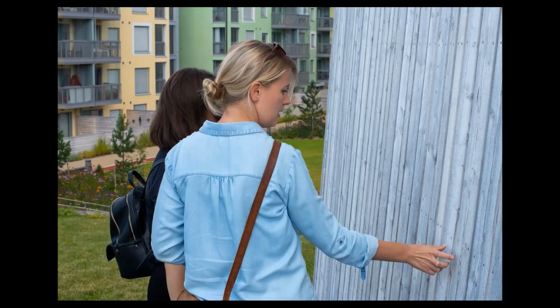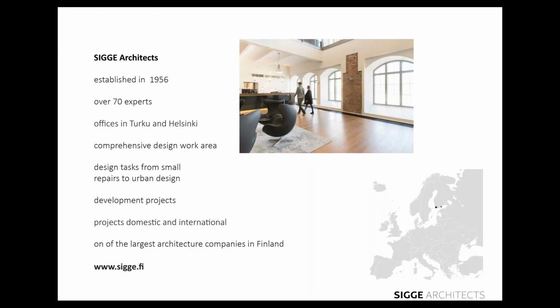Our company, Sigge Architects, was founded in 1956, so we turned 65 this spring, and we now have 75 experts in 2 offices in Finland. Finland is in Northern Europe and is a part of the Nordic countries. Sigge was founded in a city called Turku, where our home office is. We also have a smaller office in Helsinki, which is the capital of Finland.